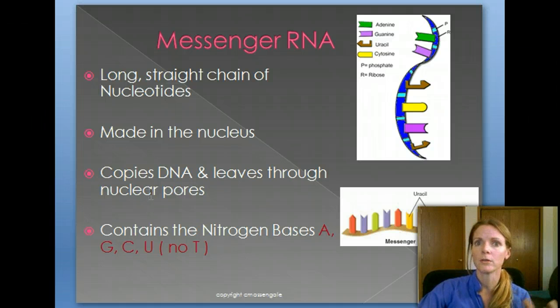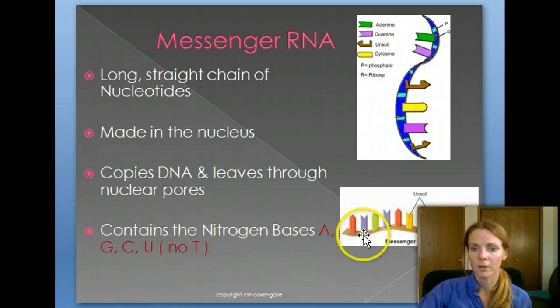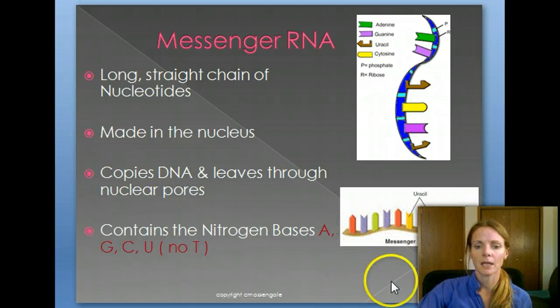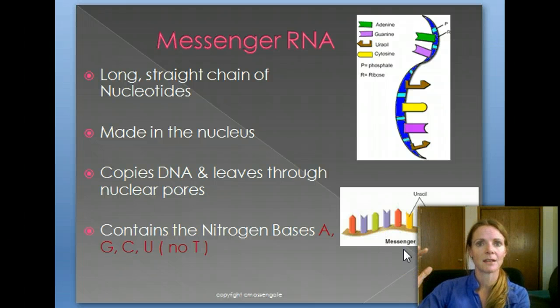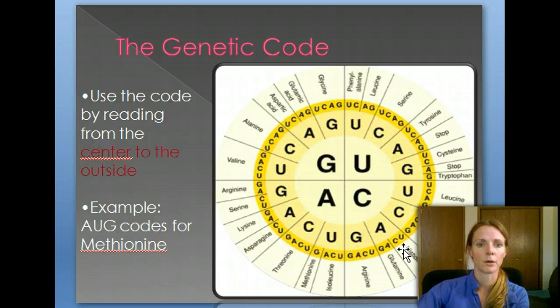It copies the DNA and leaves through those nuclear pores. There are pores in the nucleus, in that nuclear membrane. Okay? It contains the nitrogen bases A, G, C, and U. So no thymine. So here would be your messenger RNA. Here's just a single strand, and it's going to be in the nucleus, copy that DNA code and take it out through the nuclear pore.